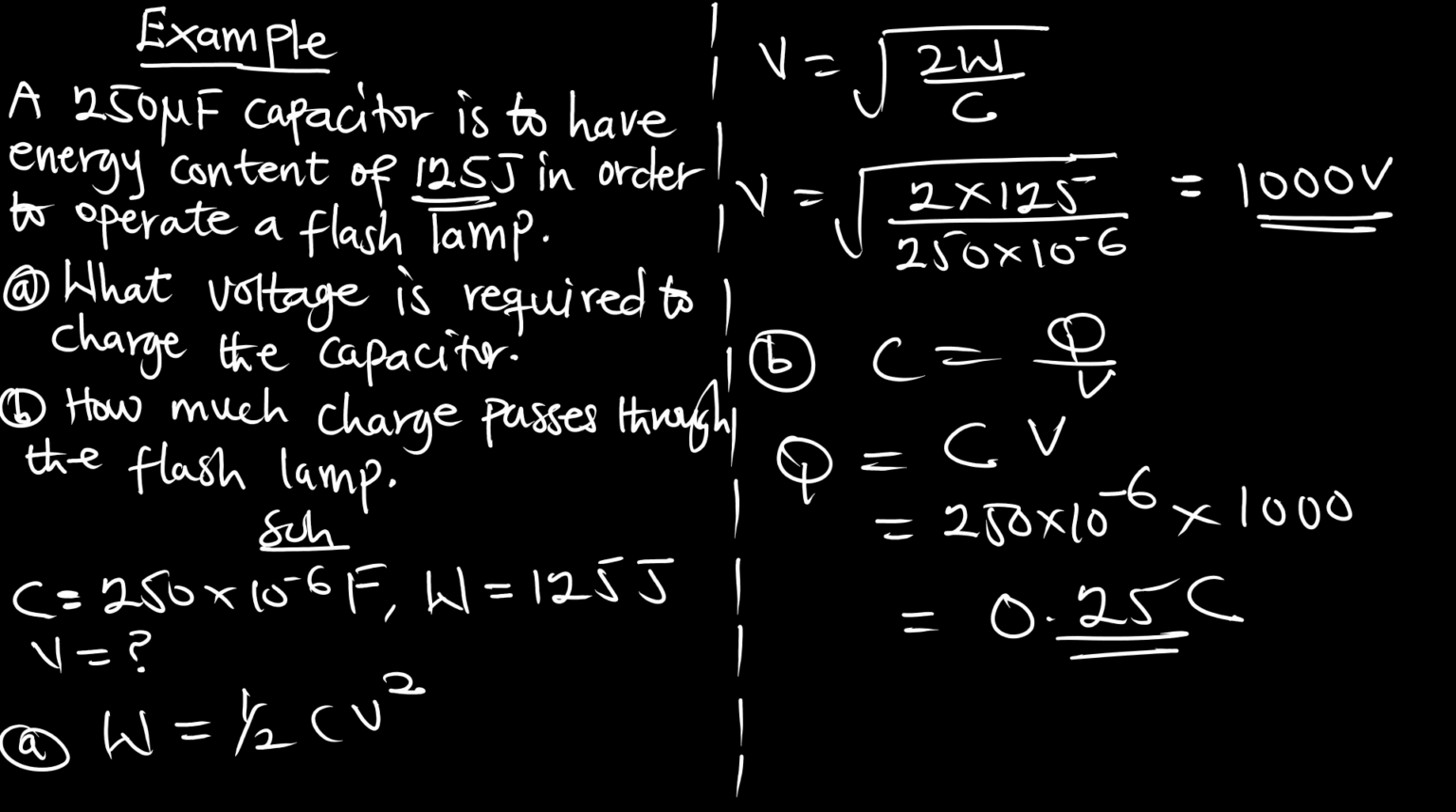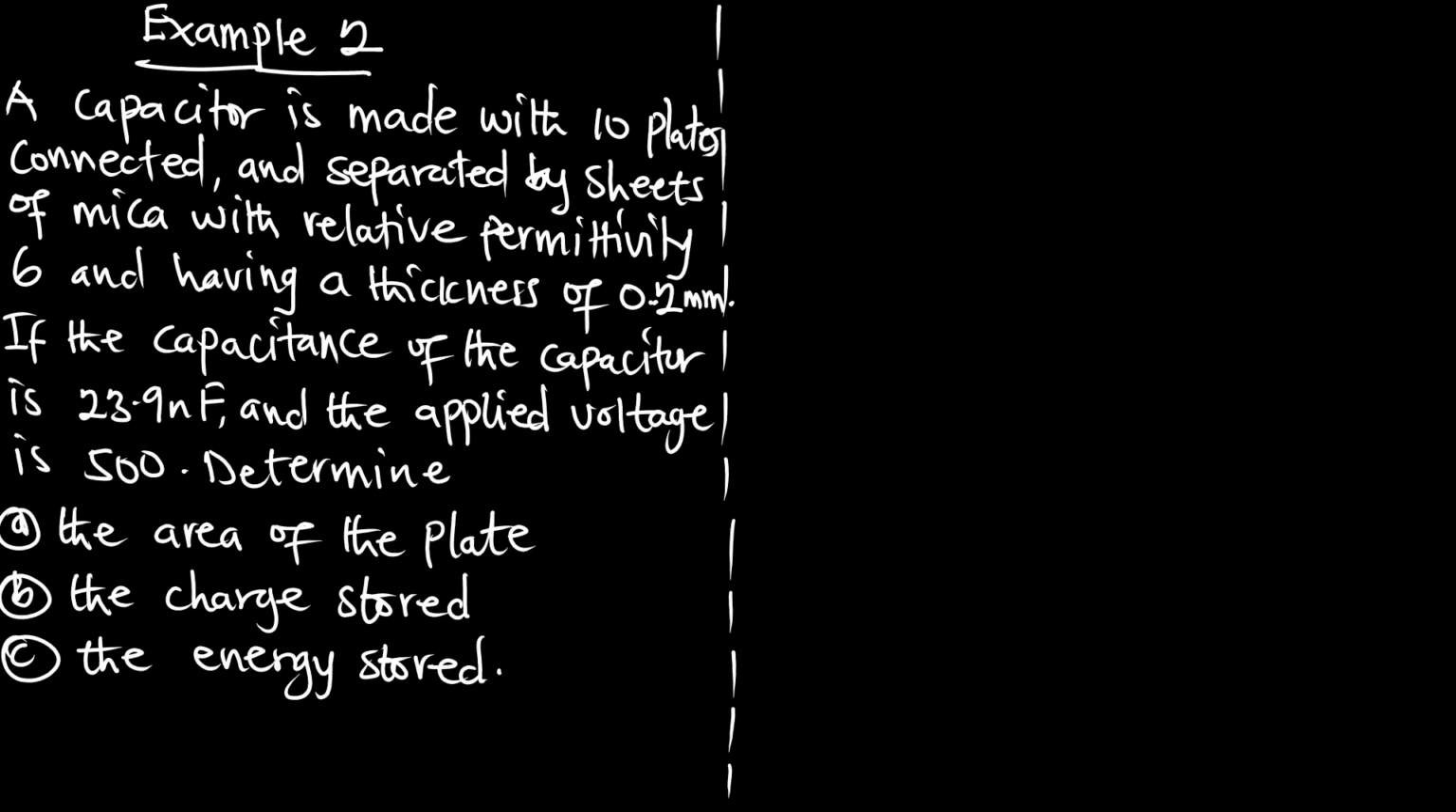Let's look at the second example. So pay attention here. A capacitor is made with 10 plates connected. So we have a 10-plate capacitor separated by sheets of mica with relative permittivity of 6 and having thickness of 0.2 millimeters. If the capacitance of the capacitor is 23.9 nanofarad and the applied voltage is 500 volts, determine the area of the plate, the charge stored, and the energy stored.